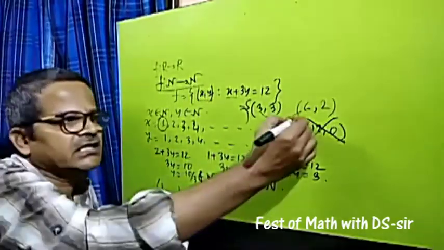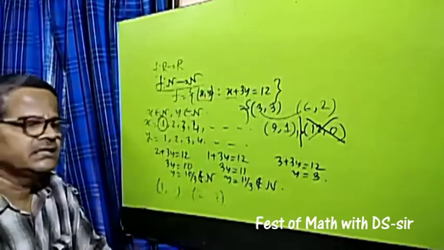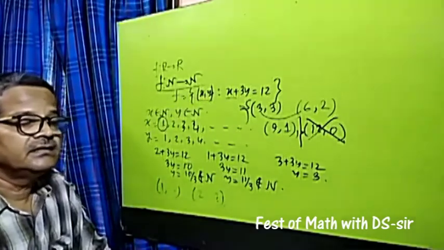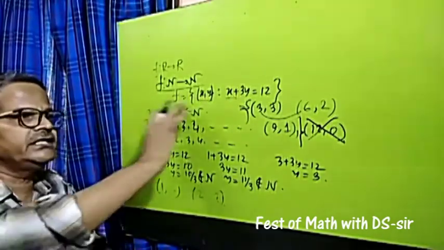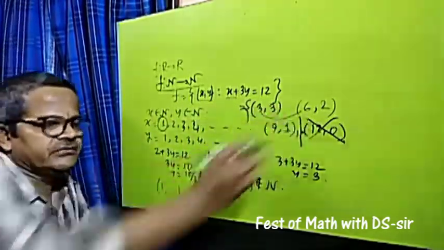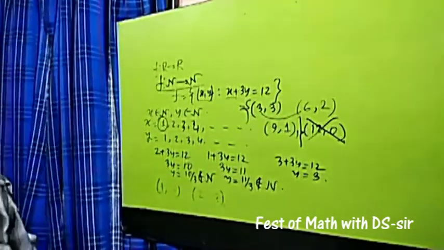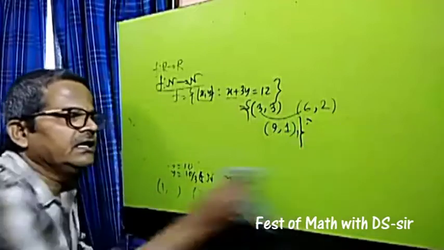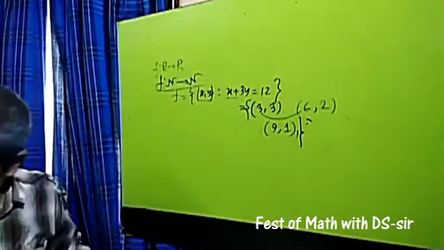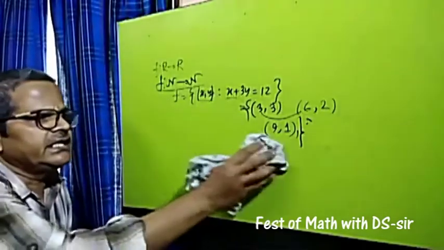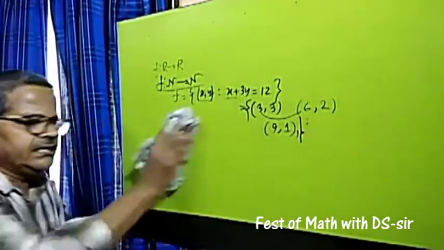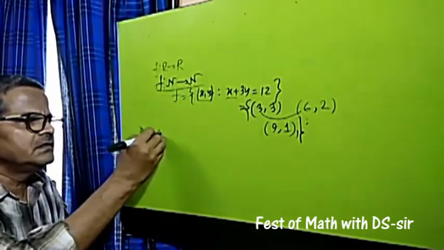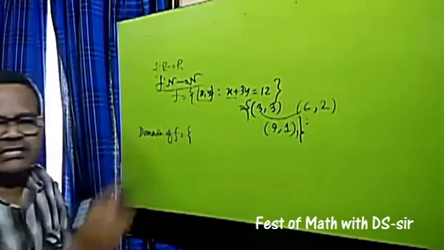So these are the only three elements of this relation. So in this way, a relation can be defined and you have to find out the elements of the relation. Now, from the elements of the relation, we can easily draw its arrow diagram as well as its domain. So, domain of f is equal to what I have said.